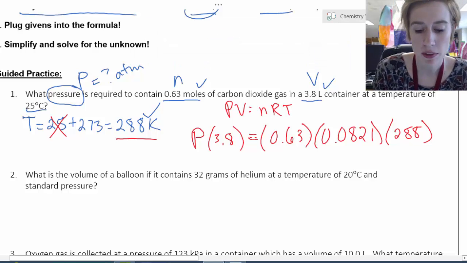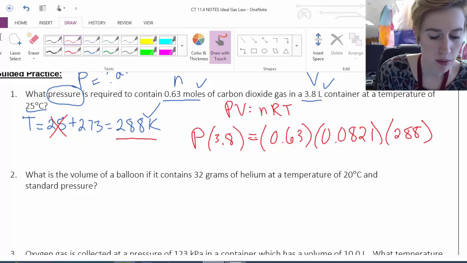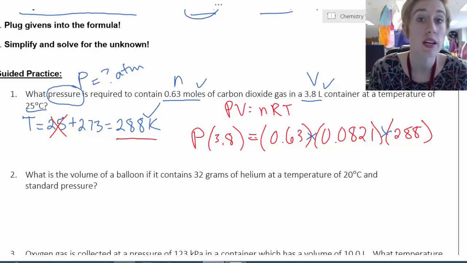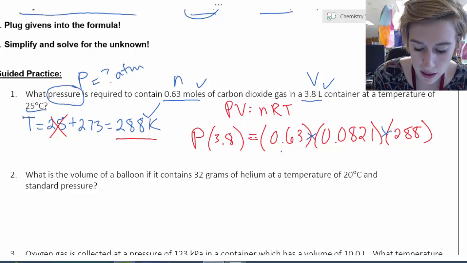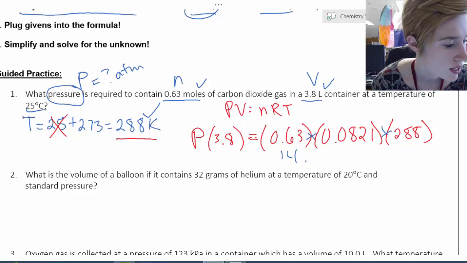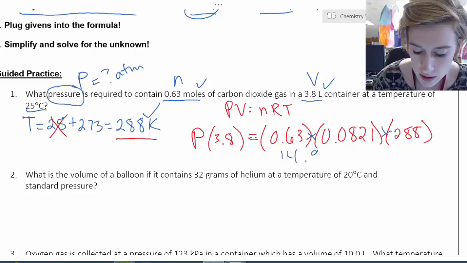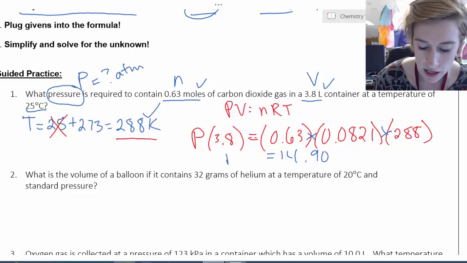So now I simplify. Always simplify your numbers. I'm going to multiply all of these together so I get one number. You don't want three numbers when you can just have one. So when I multiply them, I get 14.896, and I'm going to round up to 14.90. And then on this side, I still have P times 3.8.